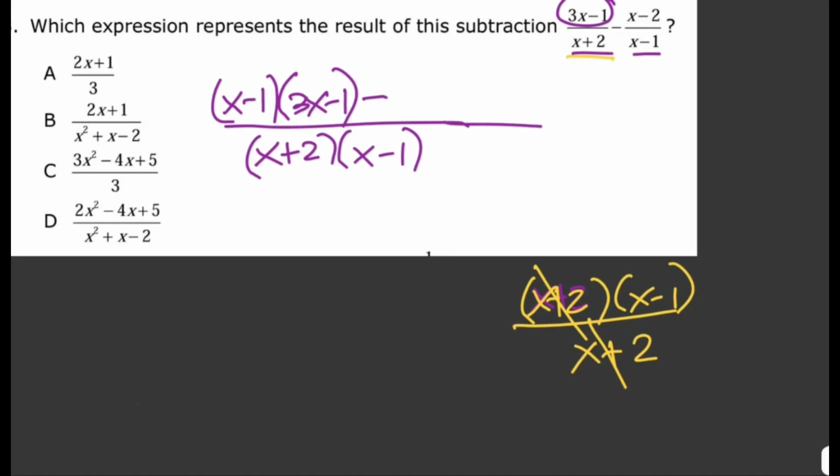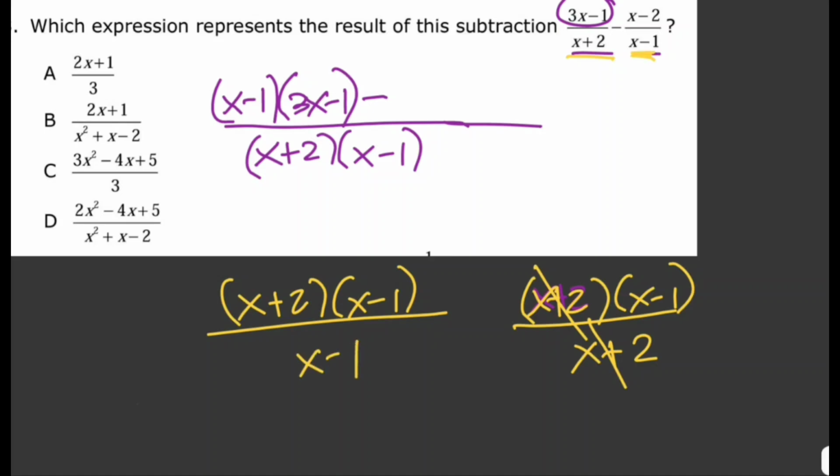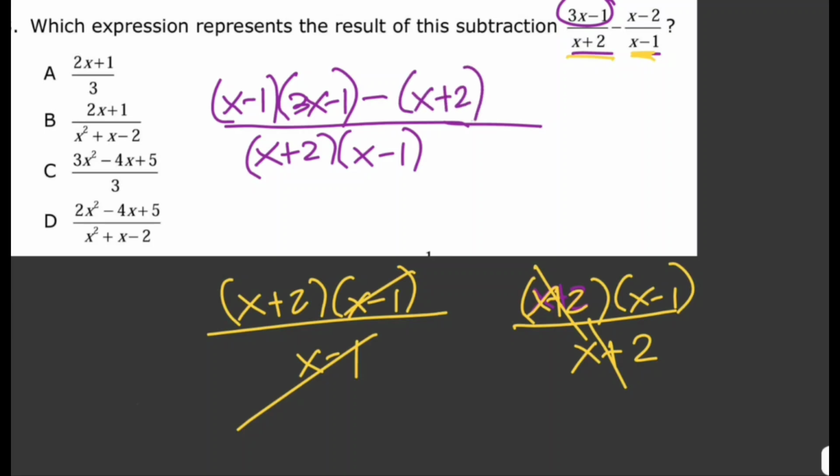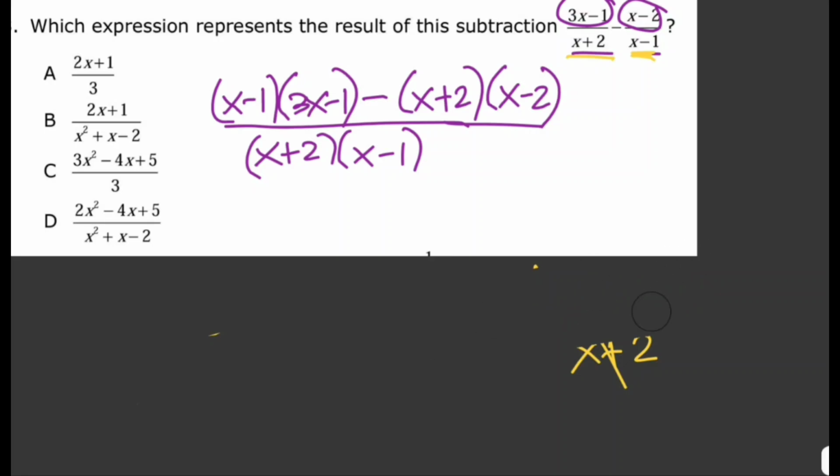We do the same thing with the other expression. So again, we divide x plus 2 times x minus 1 all over this x minus 1, the denominator of the second expression. Then x minus 1 cancels out. Then we're left with x plus 2. So we can write x plus 2 here. Then we multiply by the numerator of the second expression. Then from here, we simplify the numerator.